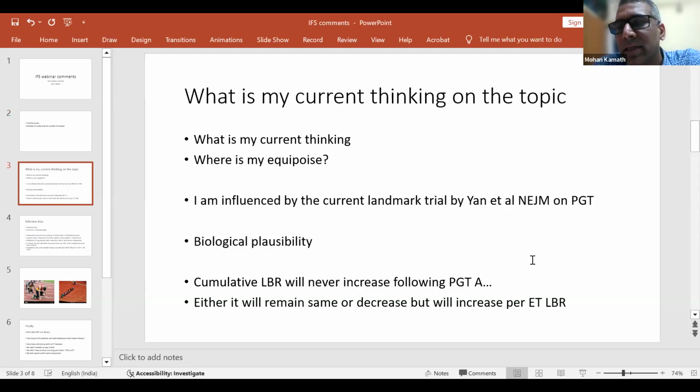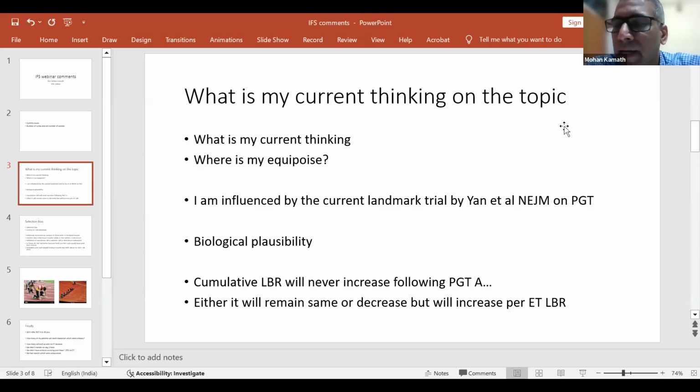So coming to my answer to how to go about this. It is very important for us, before we start reading this article, to ask where we are right now in our own mind. I don't know about others, but this is what my thoughts are on PGTA right now. My current thinking is, is there an equipoise?